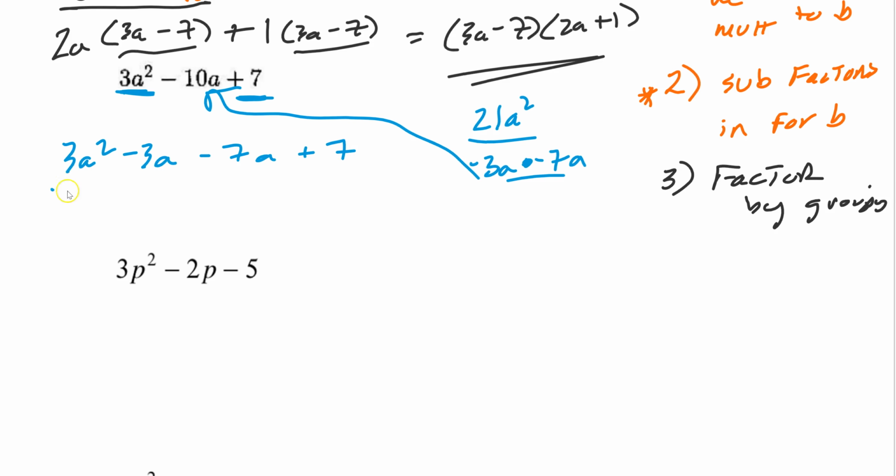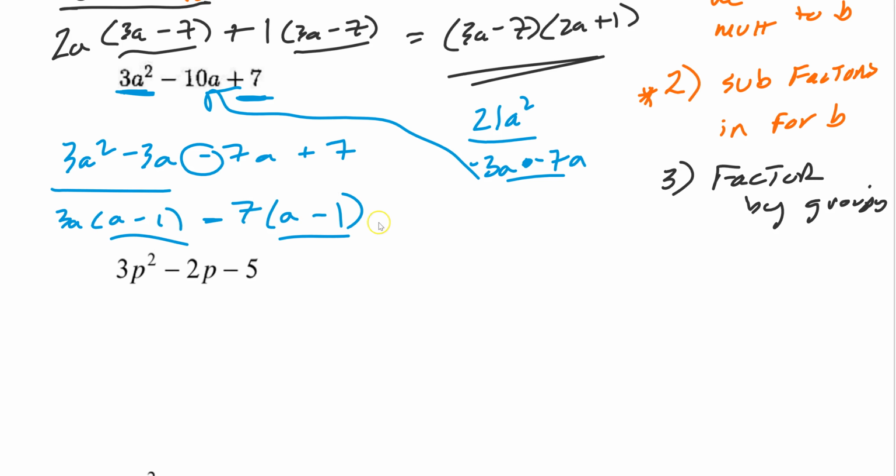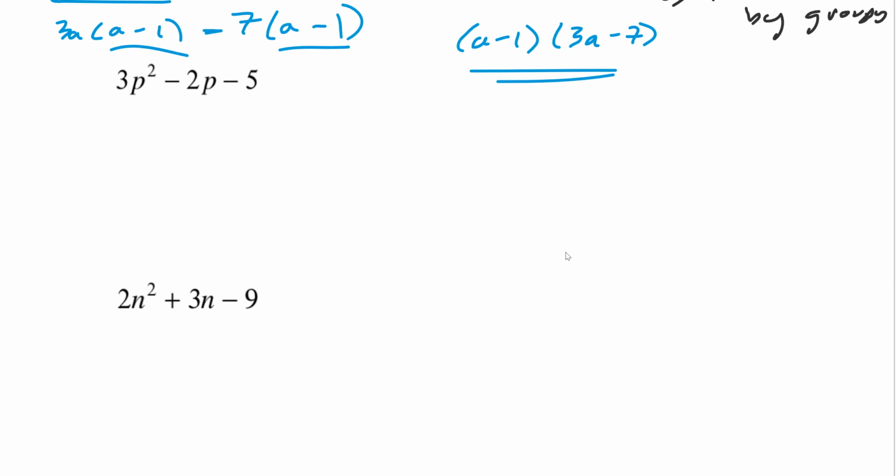Then we just factor by grouping. These have 3A in common, so A minus 1 is left over. Always bring down the middle sign. These have a 7 in common. Dividing by negative 7 gives a positive A, and then 7 divided by negative 7 is a negative 1. These match. So I get A minus 1, 3A minus 7. Alright? And that's the idea. I'm going to do a couple more, but it doesn't change. It's the same idea every single time.